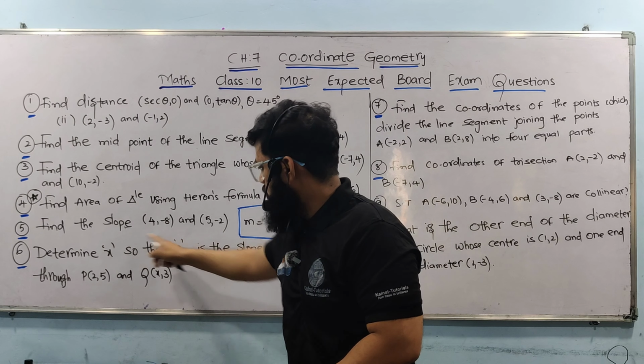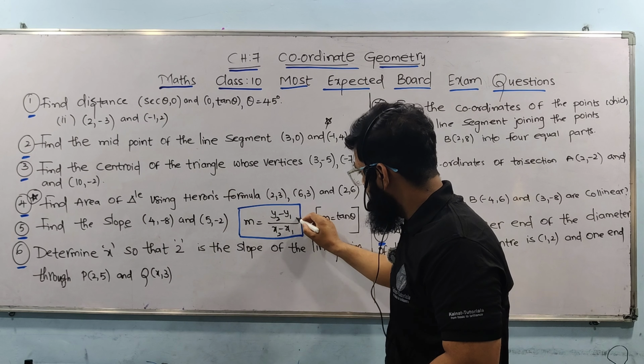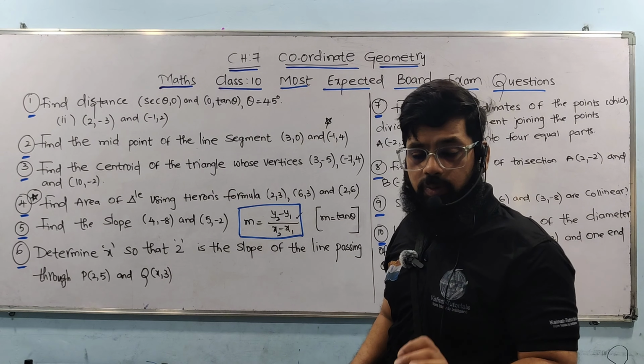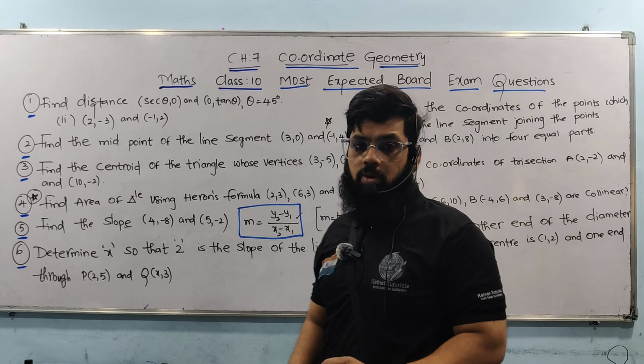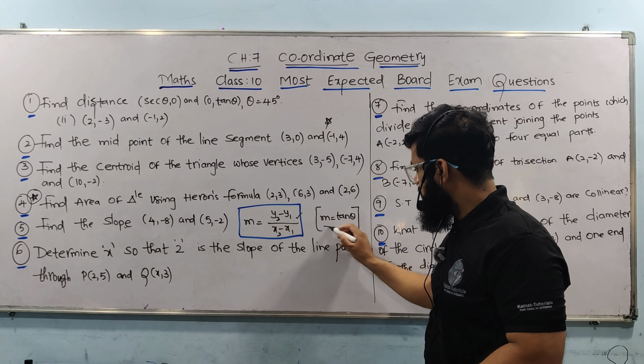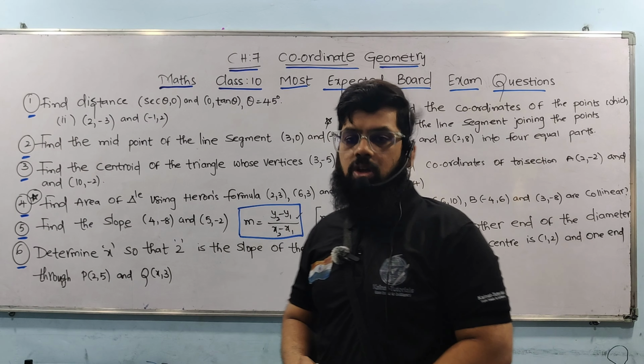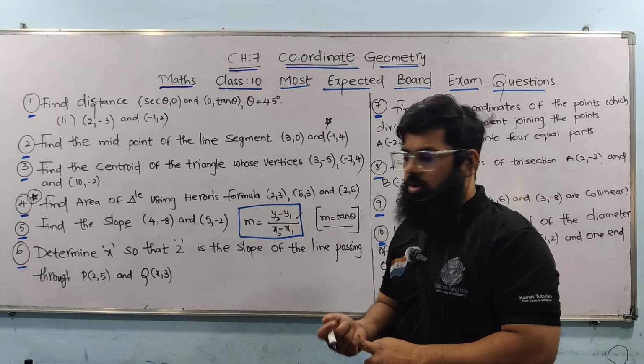Okay, then find the slope. This is important. The formula for finding slope is m is equal to (y2 minus y1) by (x2 minus x1). Especially I have observed this in part B. Okay, and here sometimes they are asking find the slope when theta is 45 degrees, or any other angle.